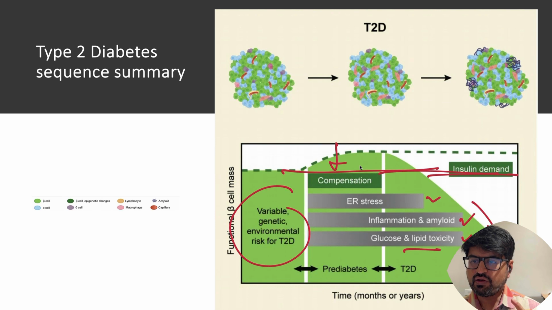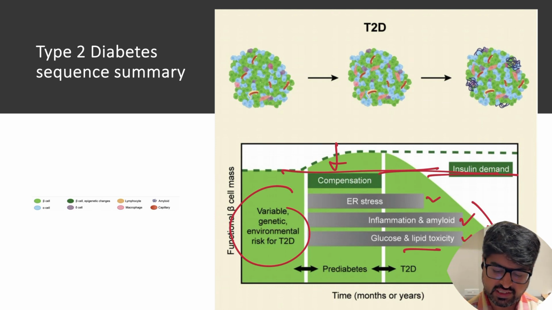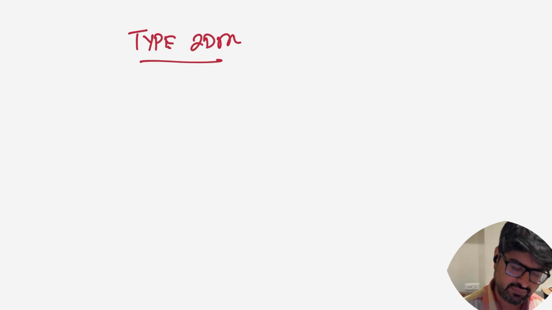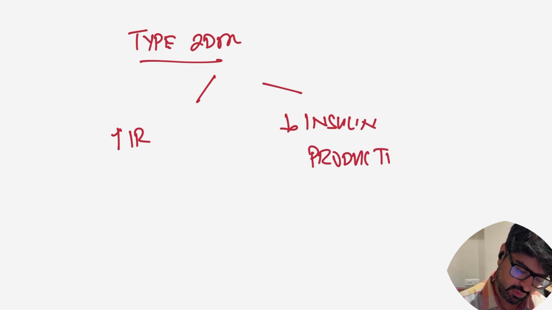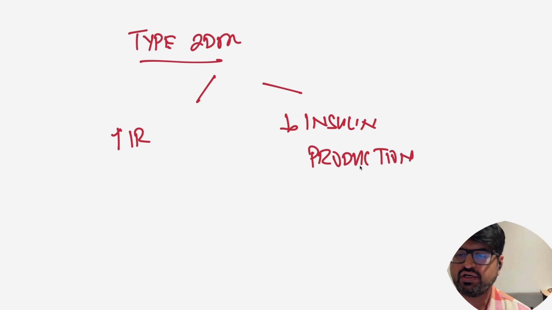So what I'm trying to say, and this is the ultimate point which you have to understand, I repeat this once again: type 2 diabetes is not just a disease of insulin resistance. It's a disease where you have increased insulin resistance and decreased insulin production, right? You have both these situations. And when you have both these situations together, that is what ultimately leads to type 2 diabetes.